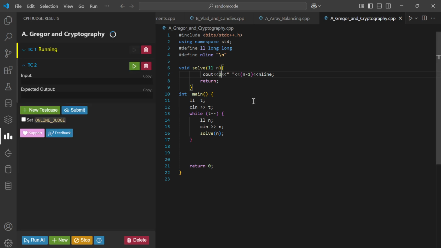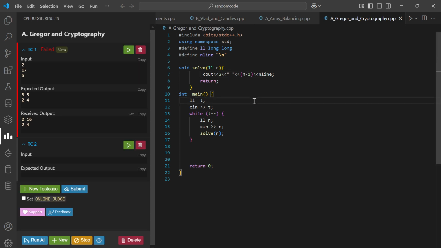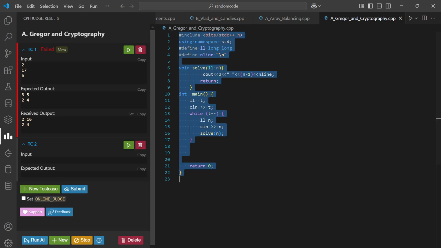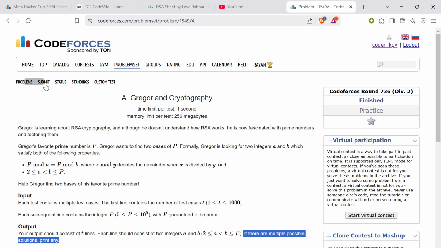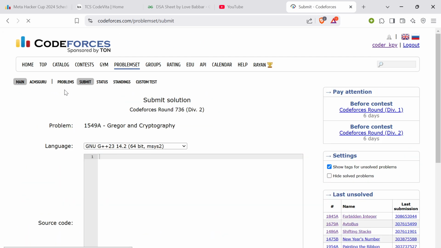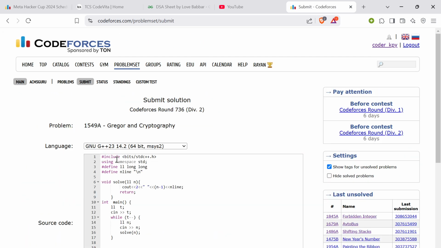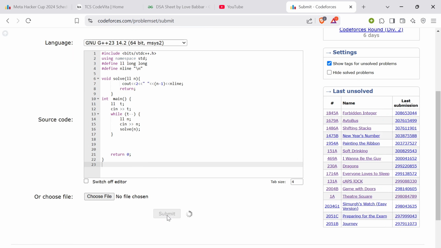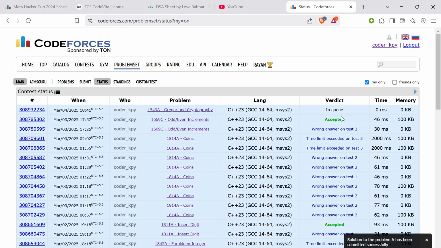Now we submit the code. Okay, copy the code and go for submit. I want to see whether it is submitted or not. So, submitted code, refresh once. Again it's in the queue. It is under processing.